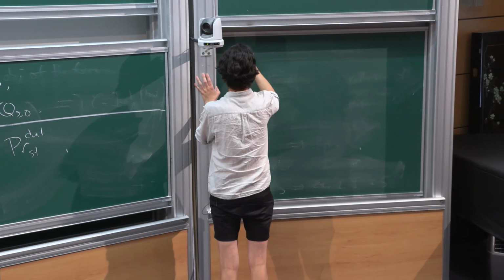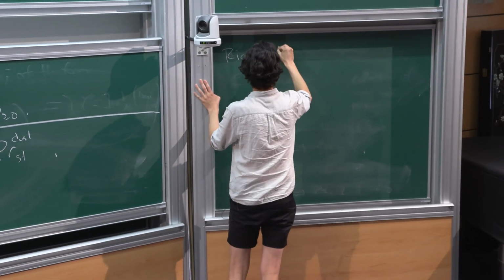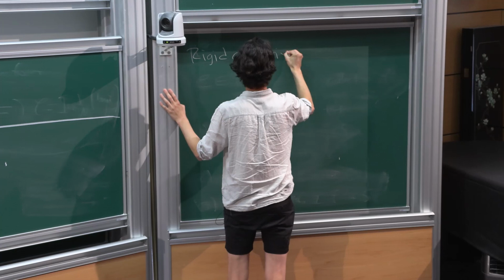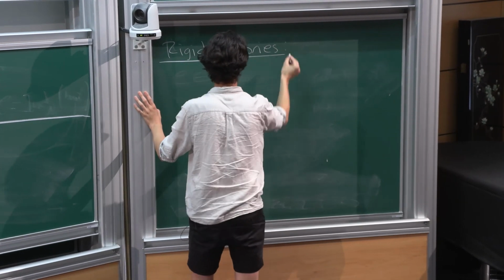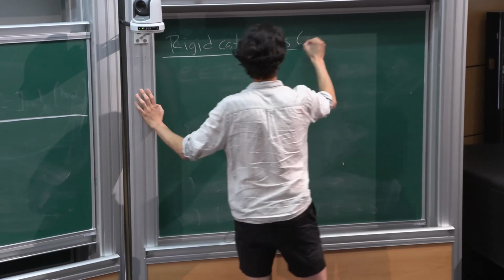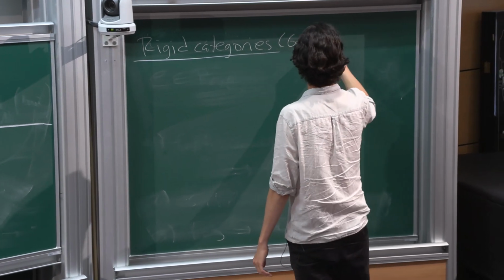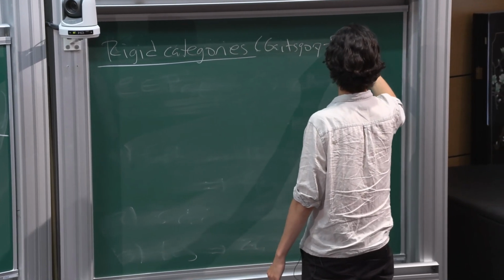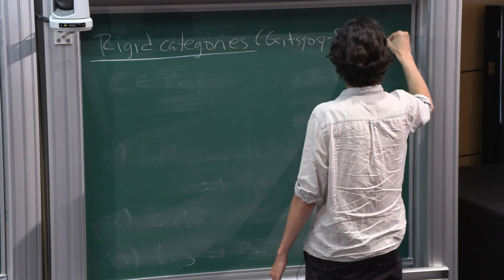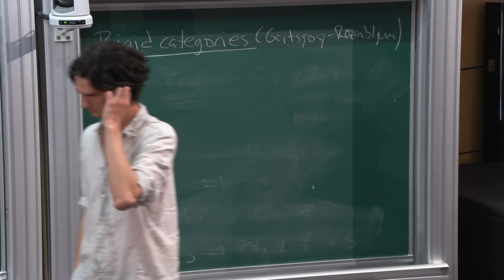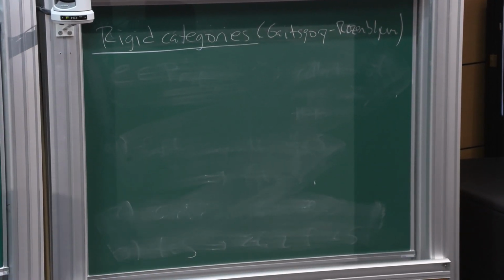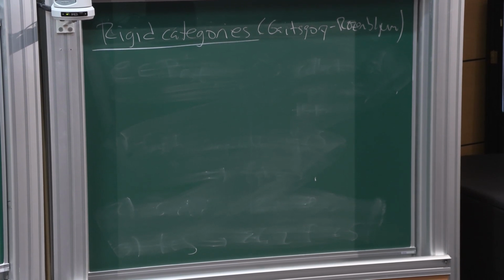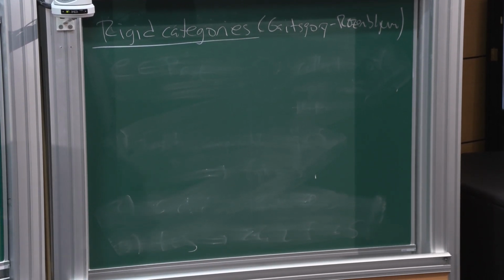So rigid categories. This was a notion defined by Gaitsgory and Rozenblyum. And they gave, in the language I've been using, an external characterization, but I'm not even going to mention that, and I'm just going to give the internal characterization.